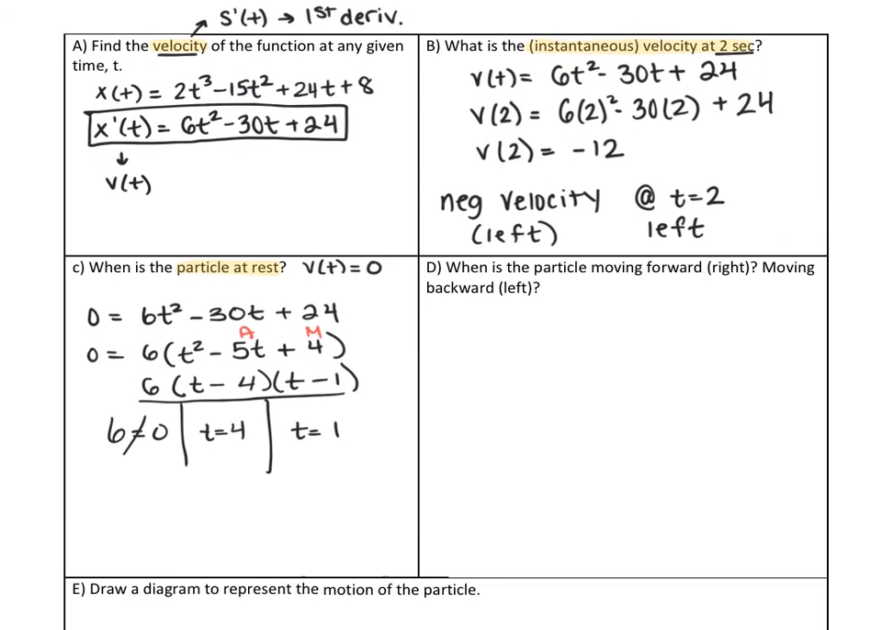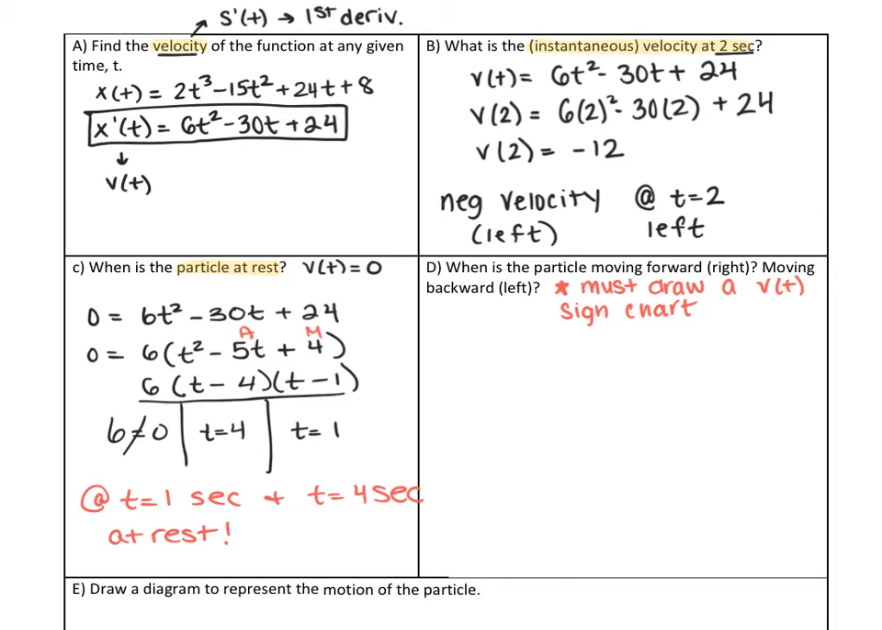So what you just found out was at time equals 1 second and time equals 4 seconds, my particle is at rest. Okay, so now part D is asking us, well, when is the particle moving forward, right, and moving backward, left? Well, the only way that we can do this is we have to draw a sign chart. And I'm going to be more specific, a v of t sign chart.